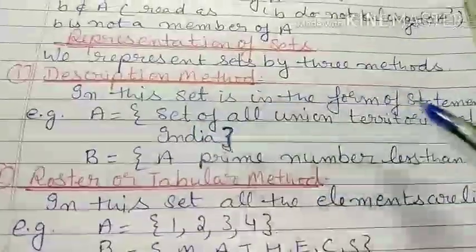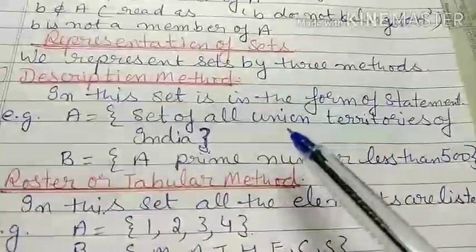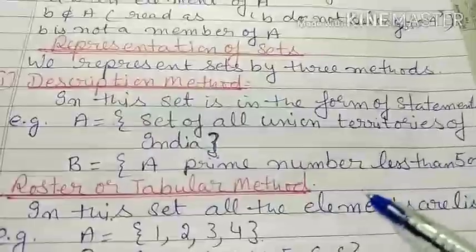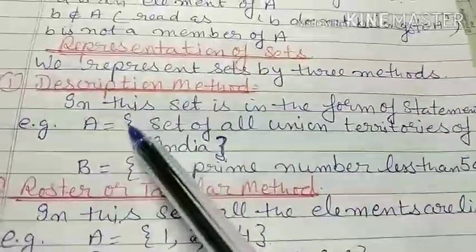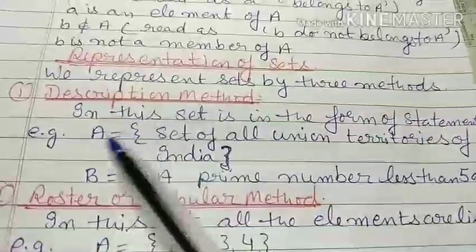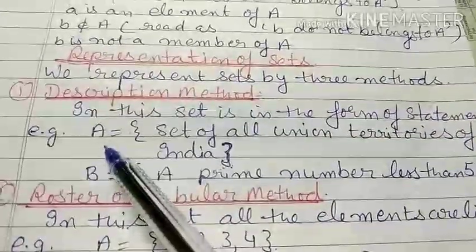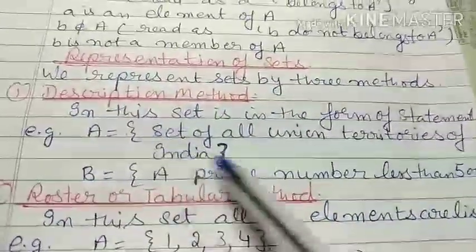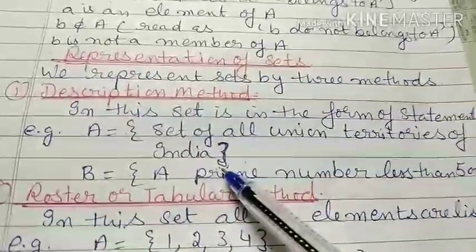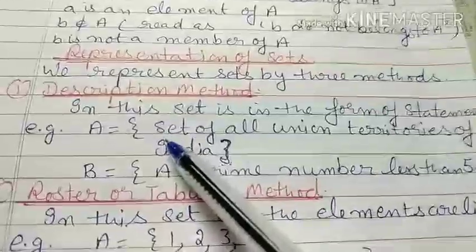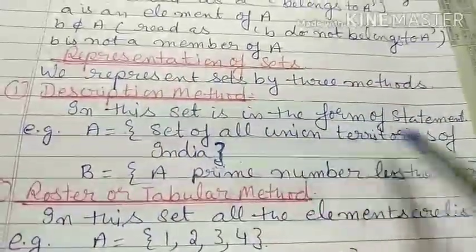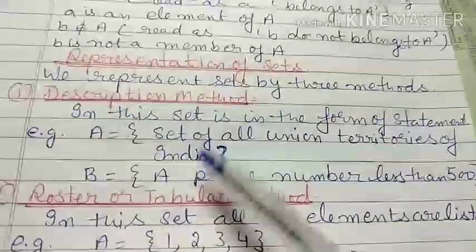Description method means you have to write the set in statement form. A set is represented by curly braces. Before the curly braces you write the set name, and within the curly braces you describe the set. In the description method you just represent the set in statement form, like here, set of all union territories of India.